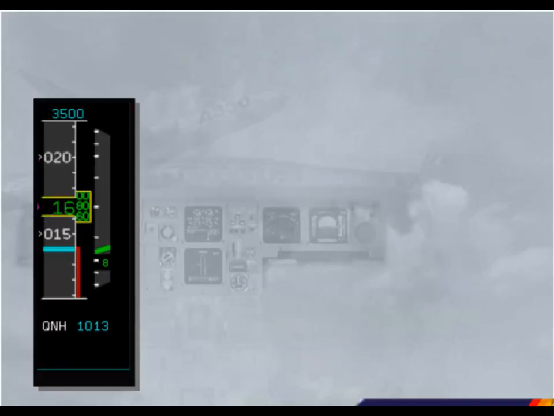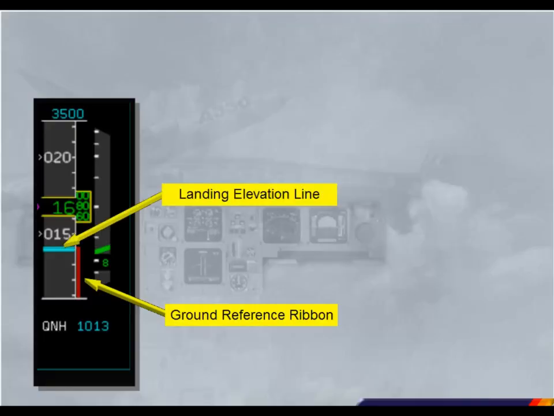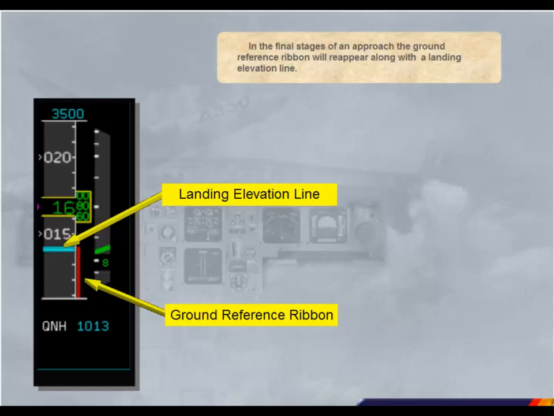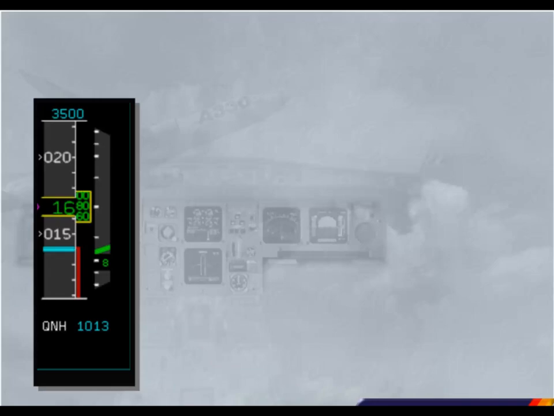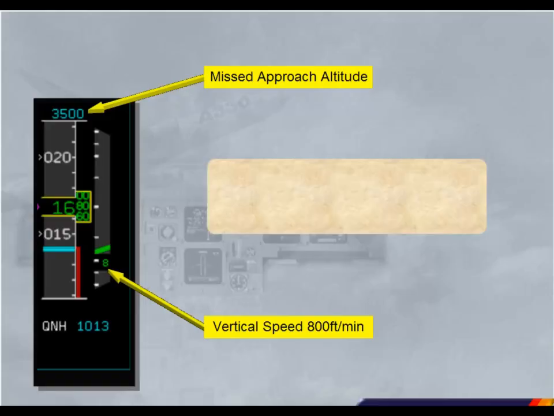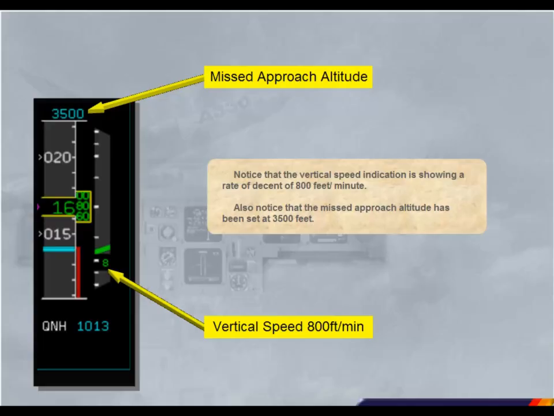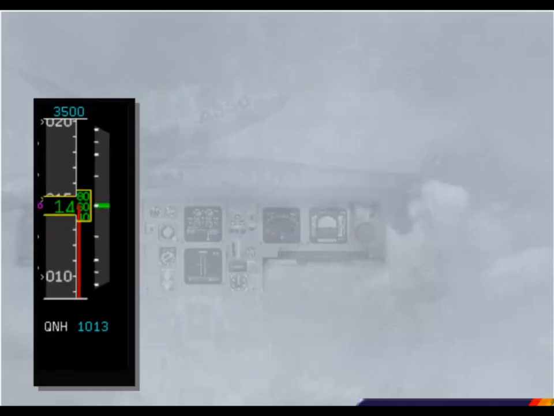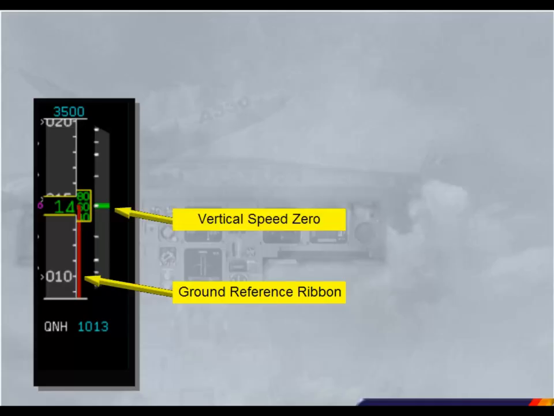In the final stages of an approach, the ground reference ribbon will reappear along with the landing elevation line. Notice that the vertical speed indication is showing a rate of descent of 800 feet per minute. Also notice that the missed approach altitude has been set at 3,500 feet. When the aircraft lands, the ground reference ribbon is in the middle of this scale and the vertical speed indication is at 0. We will now look at the compass scale.